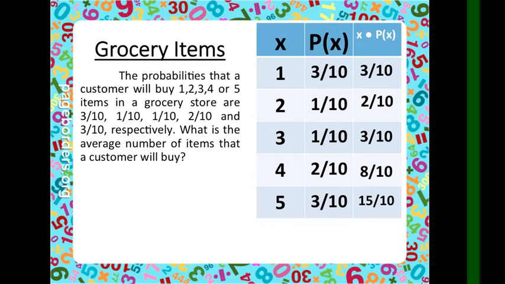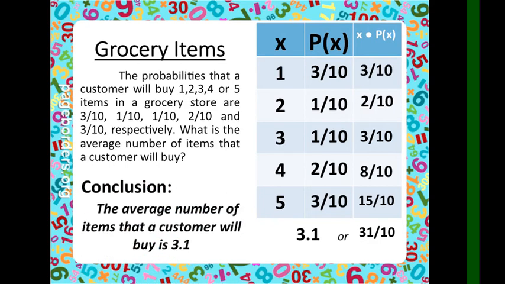Again, since they have the same denominator, we can add all the numerators. So we have 3, 2, 3, 8, and 15. So we will have a total of 31 over 10, or simply in decimal form, that is 3.1. So therefore, the average number of items that a customer will buy is 3.1.